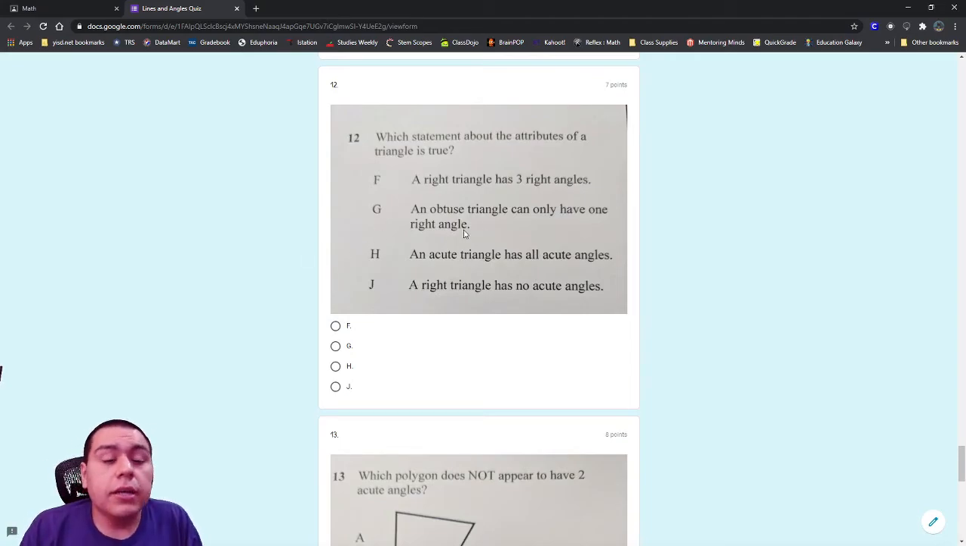Oh, speaking of, an obtuse triangle can only have one right angle. Is that true? Can an obtuse triangle only have one right angle?